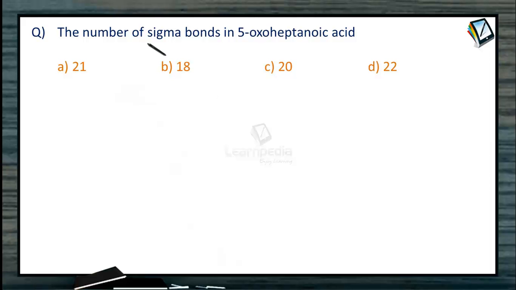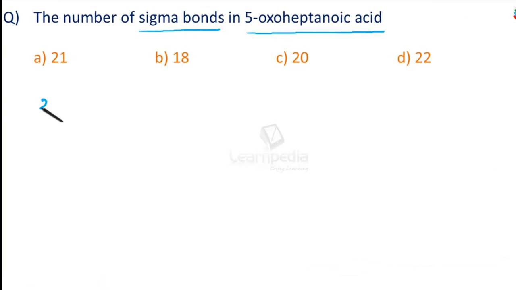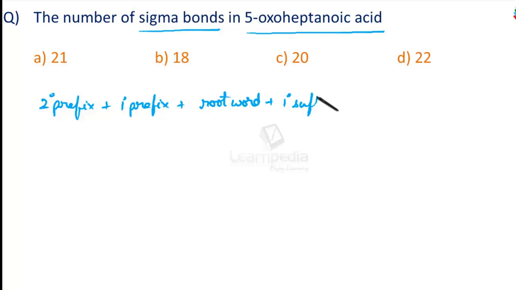We need to find out the number of sigma bonds in the compound 5-oxoheptanoic acid. First, let us understand how to write the structure of the organic compound from its IUPAC name. So here we need to recollect the order of the various terms involved in the IUPAC name, which is like this: the secondary prefix, then primary prefix, then the root word, then comes the primary suffix, then the secondary suffix.